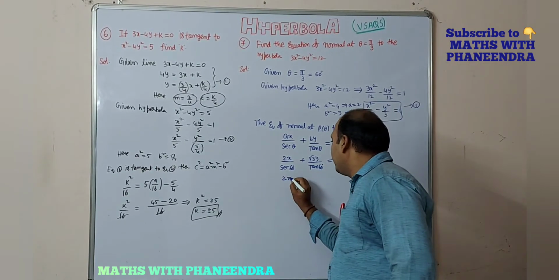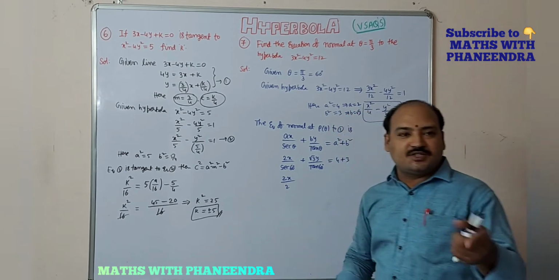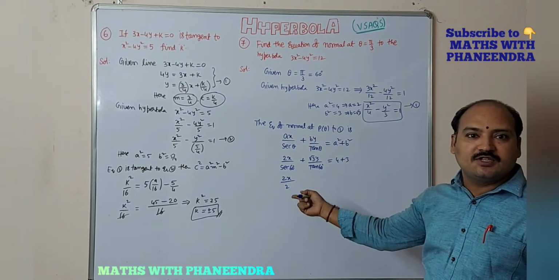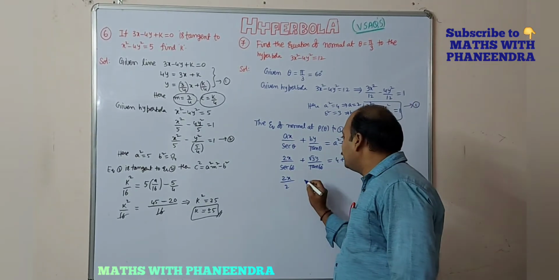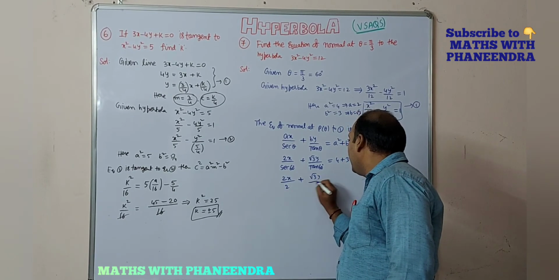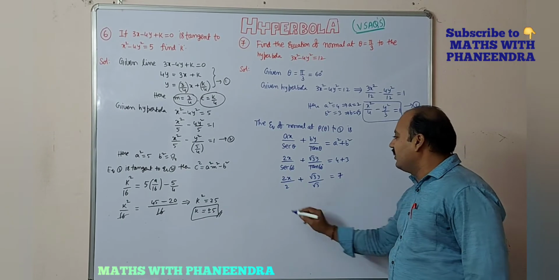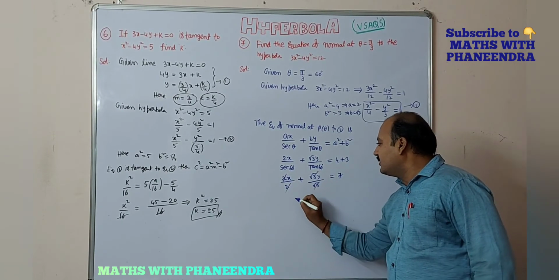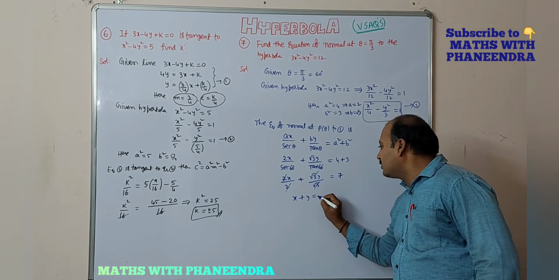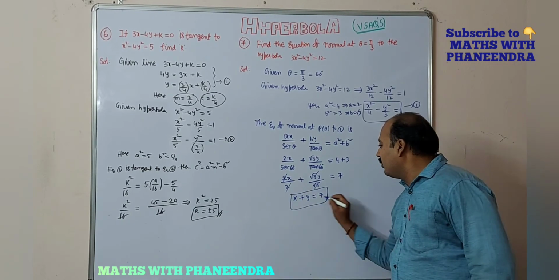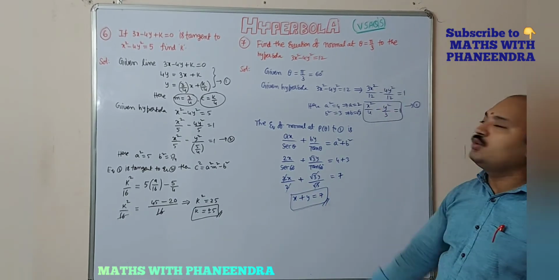So 2x divided by secant 60 is 2x. Cos 60 is 1 by 2, and secant is the reciprocal of cos, so 1 by 1 by 2 is 2. Plus root 3 y divided by tan 60, which is also root 3, is equal to 4 plus 3, which is 7. 2 gets cancelled, root 3 gets cancelled. x plus y is equal to 7 is the equation of normal at theta equal to pi by 3.